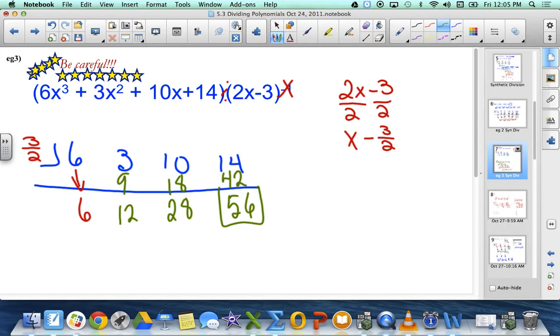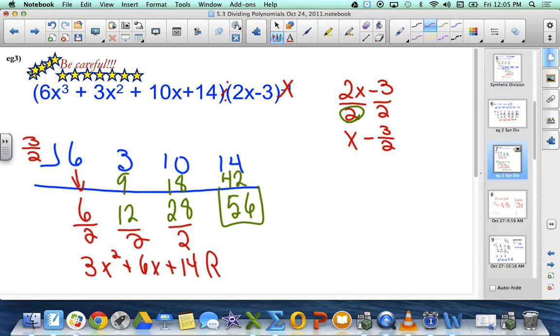What I want you to do now is to remember that you divided the divisor by 2, so you have to divide your answer by 2. Everything but the remainder. So you have 3x squared plus 6x plus 14 with a remainder of 56 over 2x minus 3.